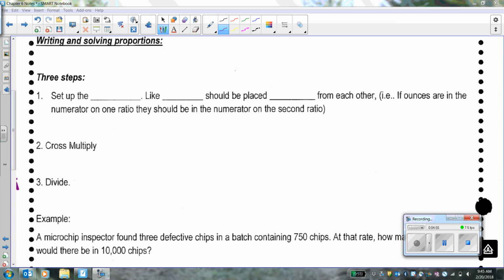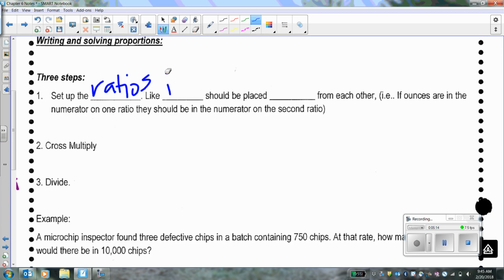All right, so sometimes proportions won't be set up for you and you're going to have to set them up. So this is opposite of converting. When we convert what's alike, you want it to be opposite. That's going to change for proportions. So there's 3 steps. The first step is set up the ratios. And like items should be placed directly across from each other. So if ounces are in the numerator, then ounces should be in the numerator on the other ratio.